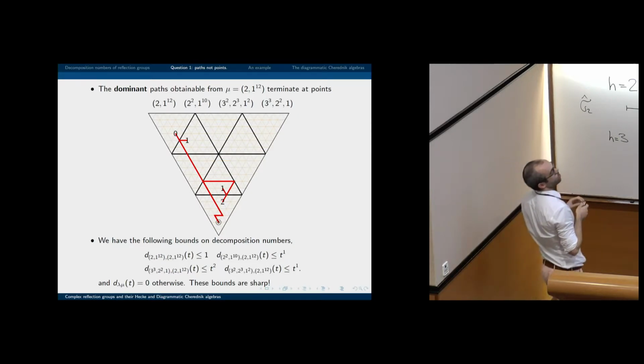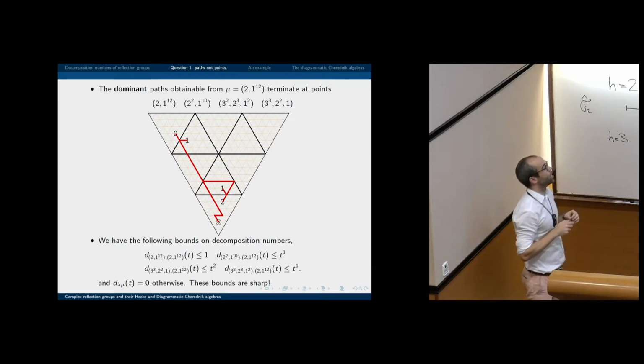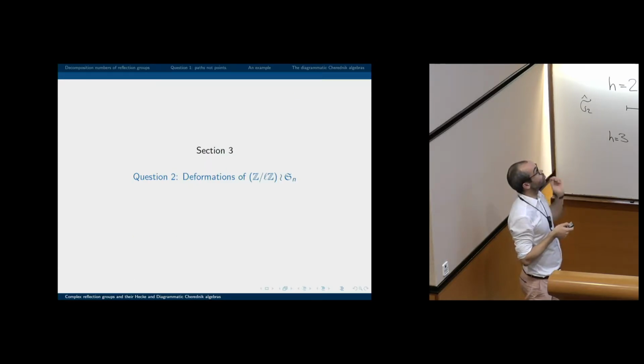Okay, so that's the super strong linkage principle part of the talk over and done with, I guess. So let's see what happens next. What about if we wanted to look at deformations, these guys, the Ariki-Koike algebras.